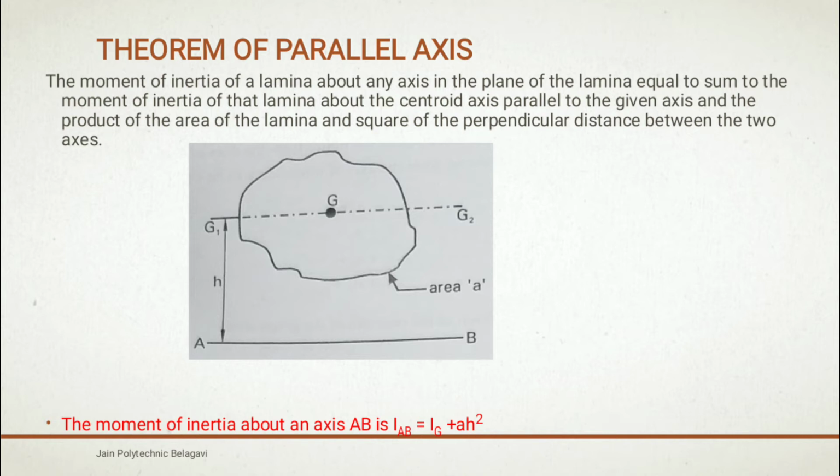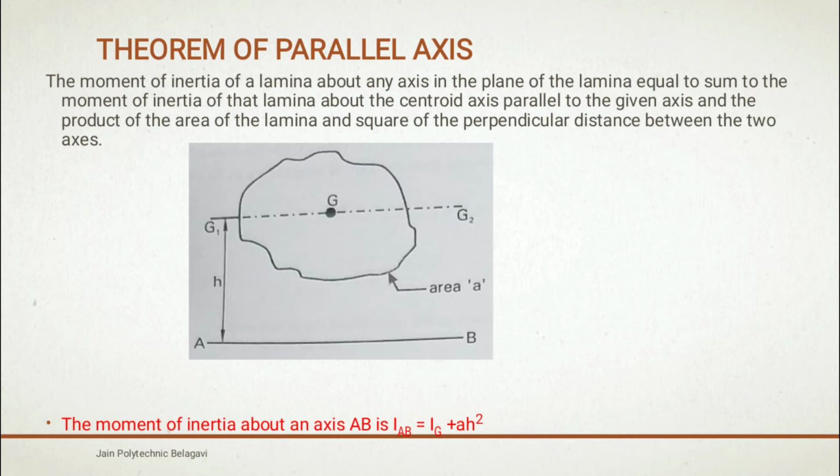You can see the formula at the bottom. What it is saying is the moment of inertia about an axis AB. So the AB axis is lying at the bottom of the lamina, but it is in the same plane. Just imagine the AB axis and the G1 G2 axis lying in the same plane, and both are parallel to each other with a distance of h. So if you want to take the moment of inertia about AB for that particular lamina, you have to take what?